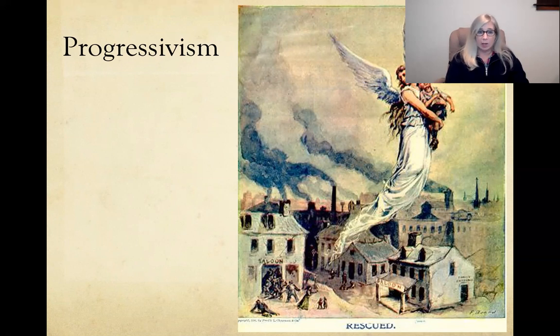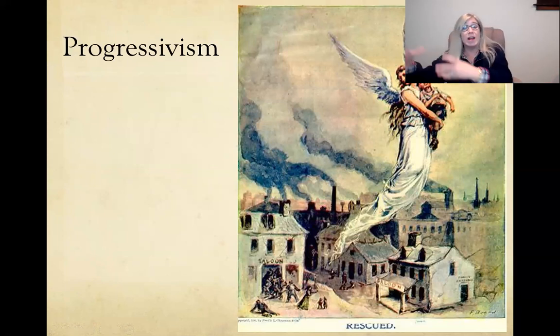Notice the title, rescued. Well, rescued from what? Let's look at what's going on down here. So we've got people spilling out of the saloon and violence. So this would go back to those temperance efforts. Here's a saloon that's already been shut down. You've got smoke and smog from the factories. So that tells us that we've got pollution, we have sanitation problems, we've got overcrowding in these urban areas, we have child labor that's going on, we have unsafe workplaces. And so here we've got this angel type figure that is rescuing this child from all of this corruption.